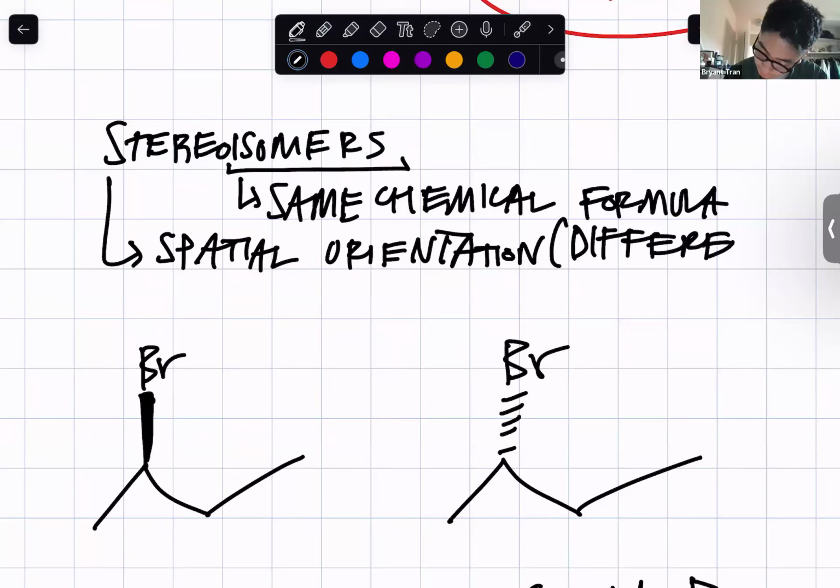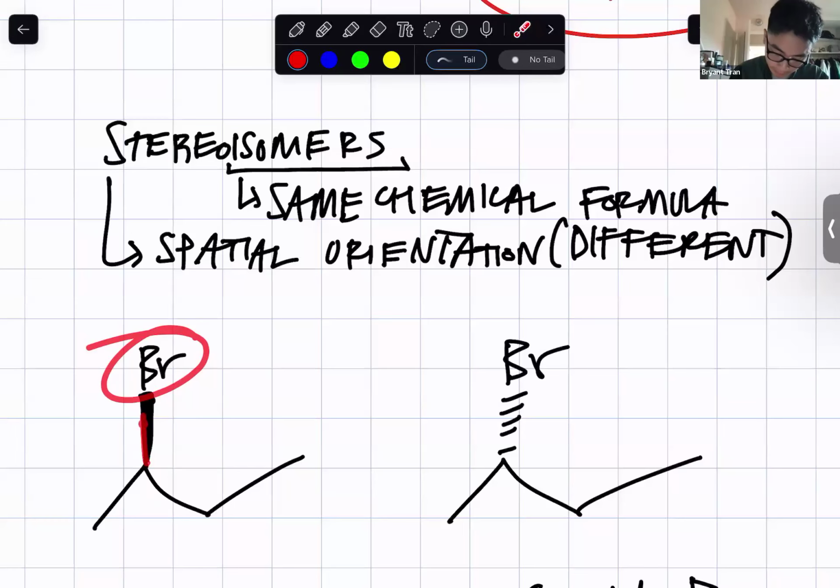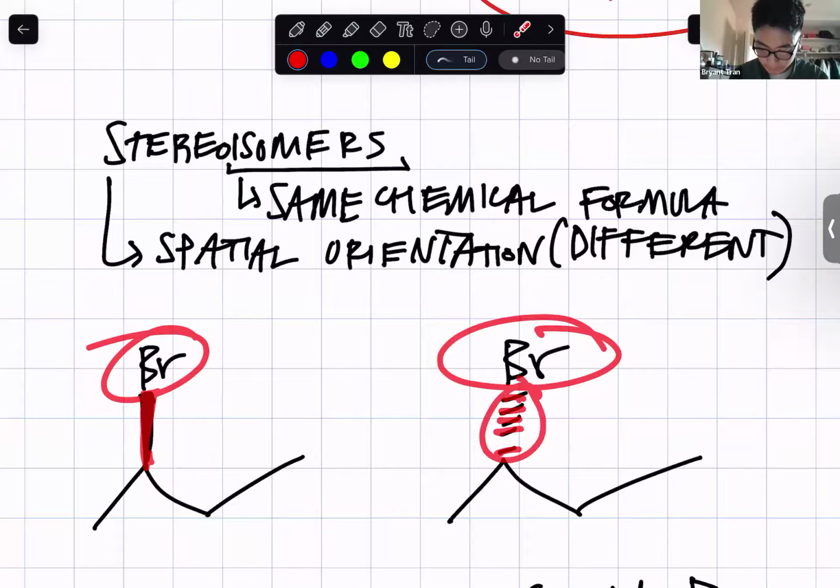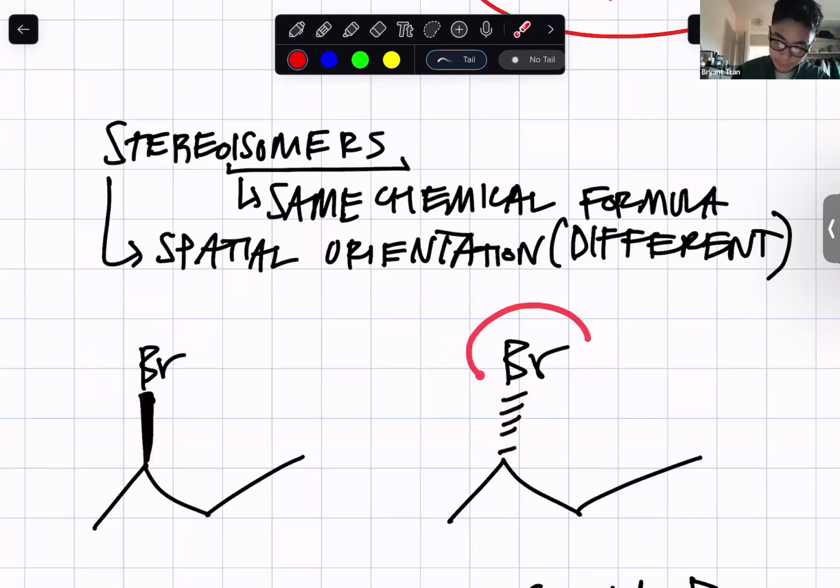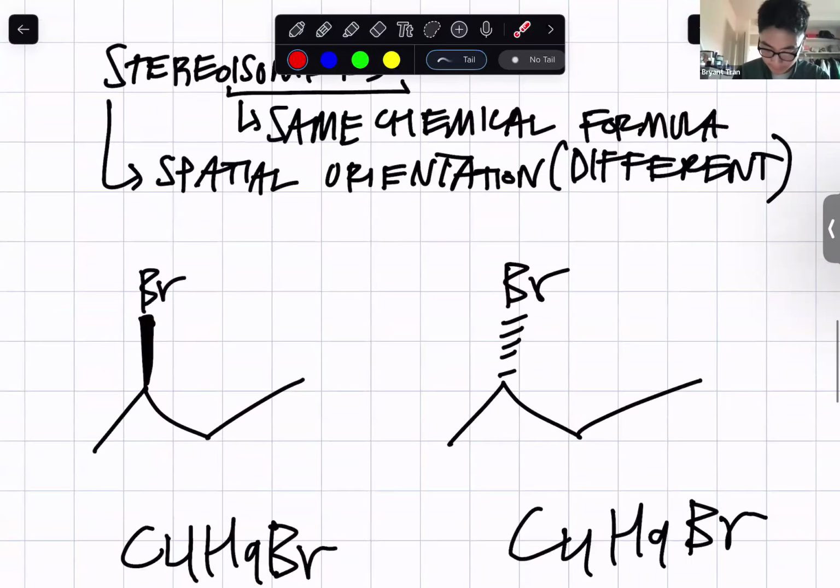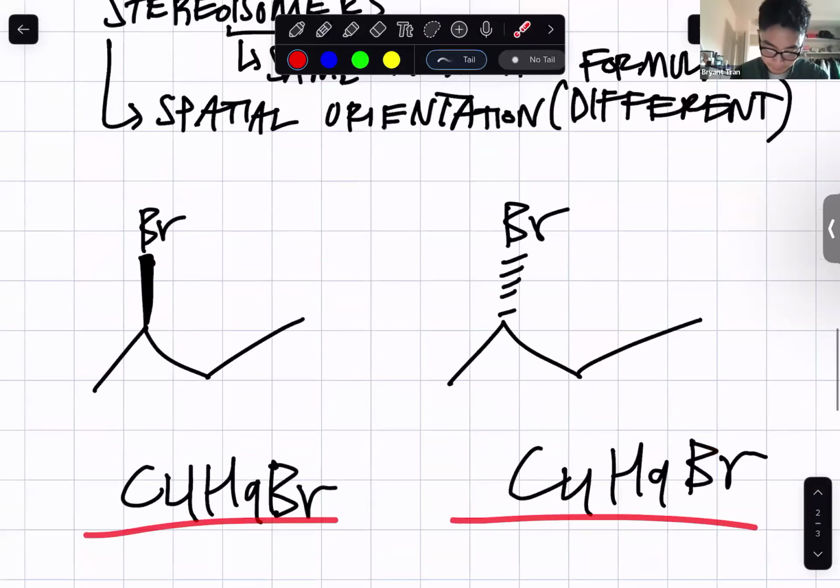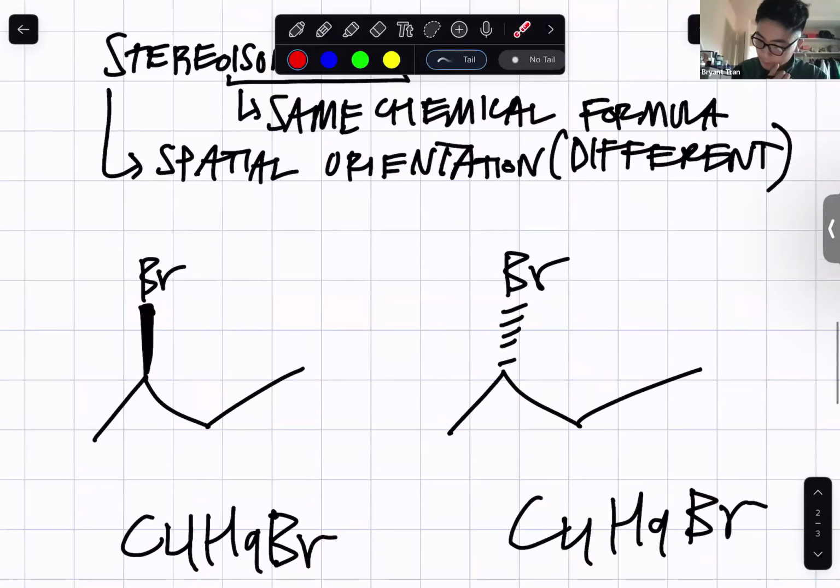The reason they're different is that if you take a look at this bromine here, it is going out of the page towards you as a wedge bond. This bromine over here, with the dash, is going into the page away from you. So this bromine is farther away from you, and this bromine is closer to you. That's why they have different spatial orientation, different things in space, but the same chemical formula.